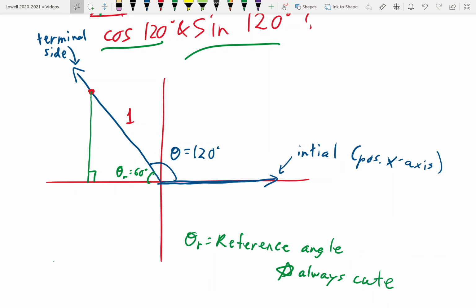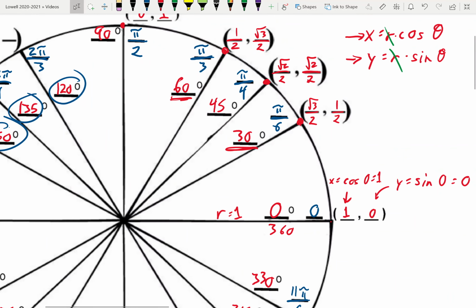The reason this is nice is because you know all about this triangle right here that I'm going to highlight. You know all about this triangle because this is a 30, 60, 90 triangle. We've seen that, well, actually twice already. We've seen it here in red, and we've also seen it in green.